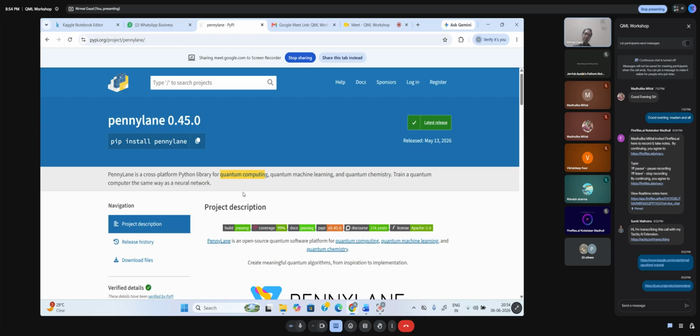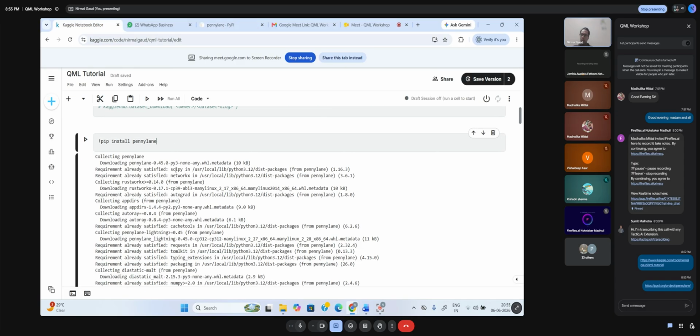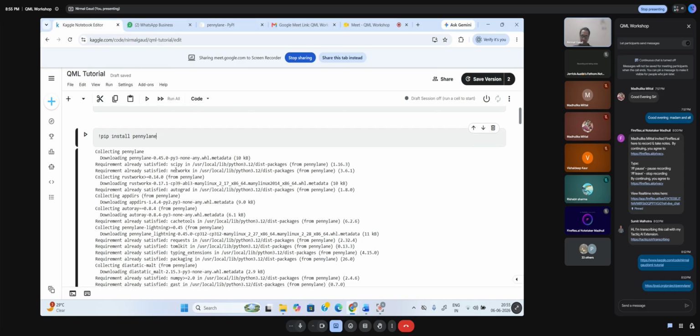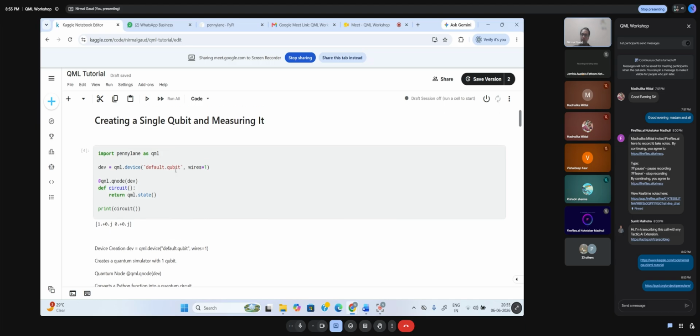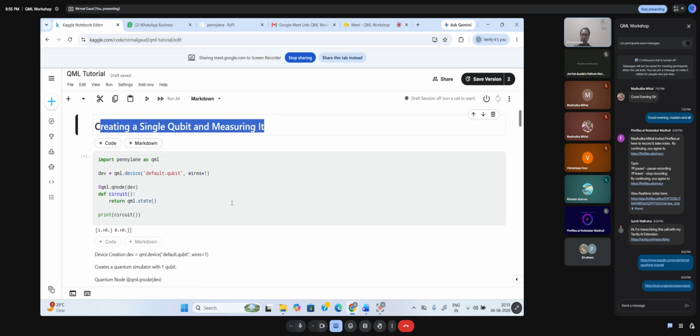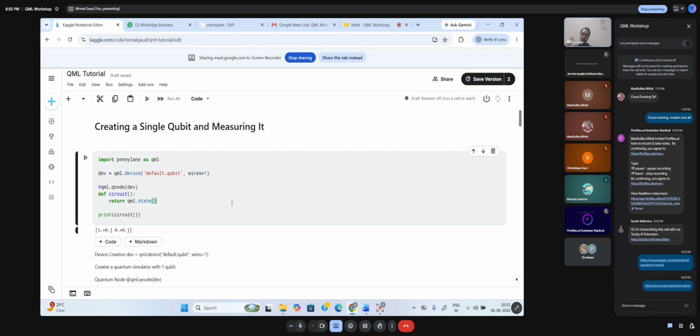Currently I don't have any quantum machine where I can do this activity. Therefore we are simulating: we have an environment where we can create a quantum circuit using these libraries. After installing PennyLane, the first part of the code is creating a single qubit and measuring it. Measuring means converting that qubit into classical information.